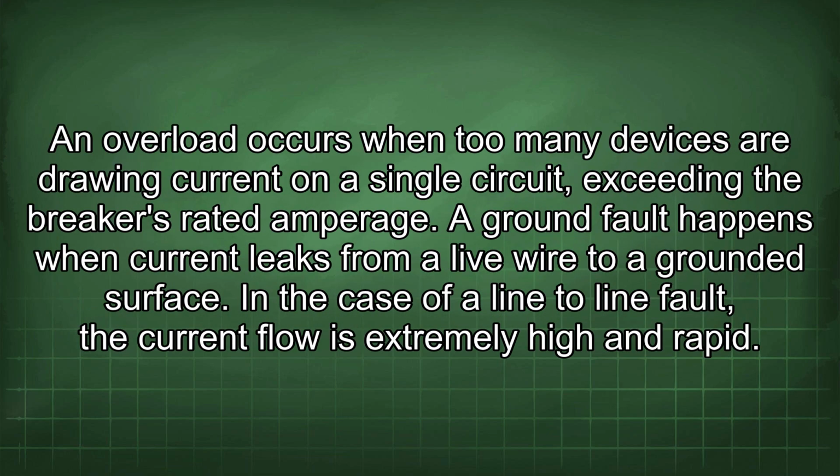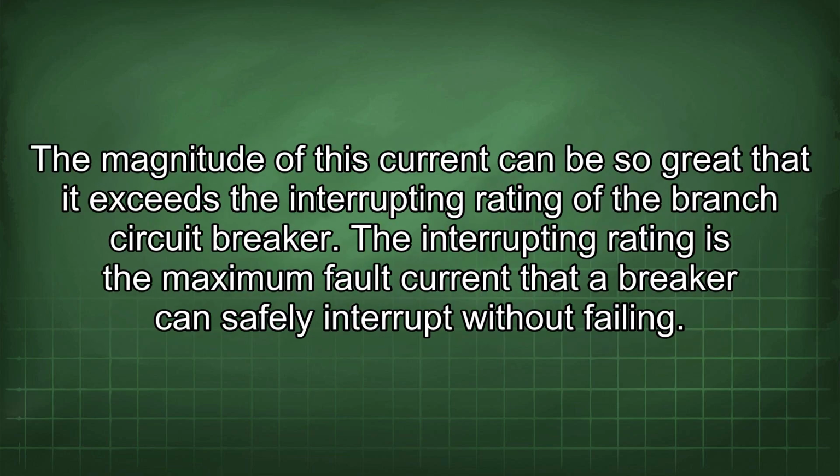An overload occurs when too many devices are drawing current on a single circuit, exceeding the breaker's rated amperage. A ground fault happens when current leaks from a live wire to a grounded surface. In the case of a line-to-line fault, the current flow is extremely high and rapid. The magnitude of this current can be so great that it exceeds the interrupting rating of the branch circuit breaker. The interrupting rating is the maximum fault current that a breaker can safely interrupt without failing.